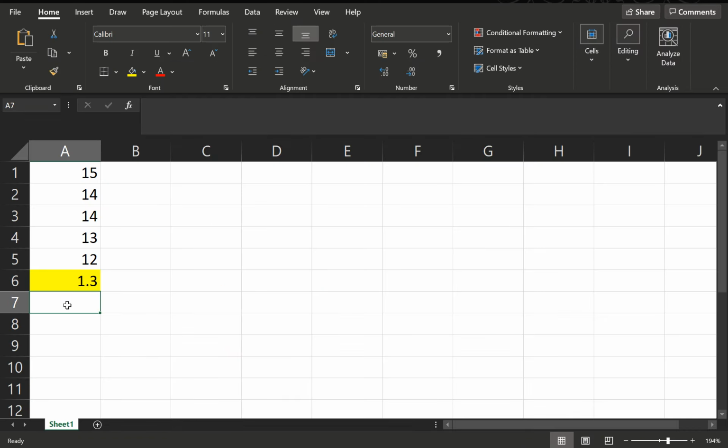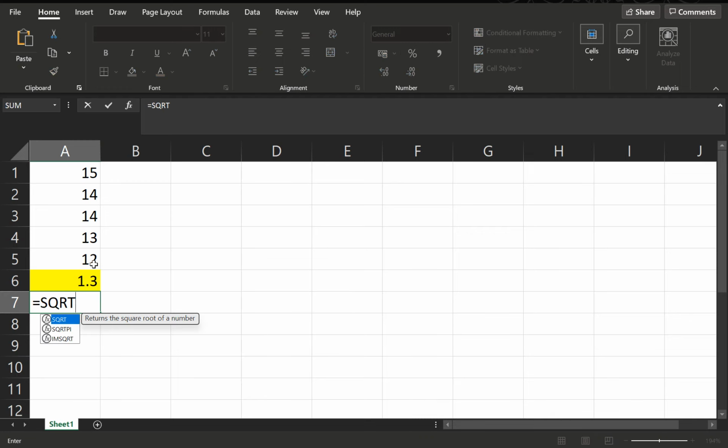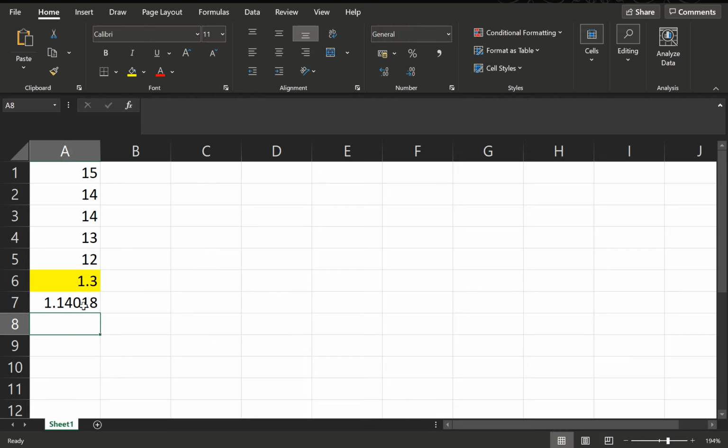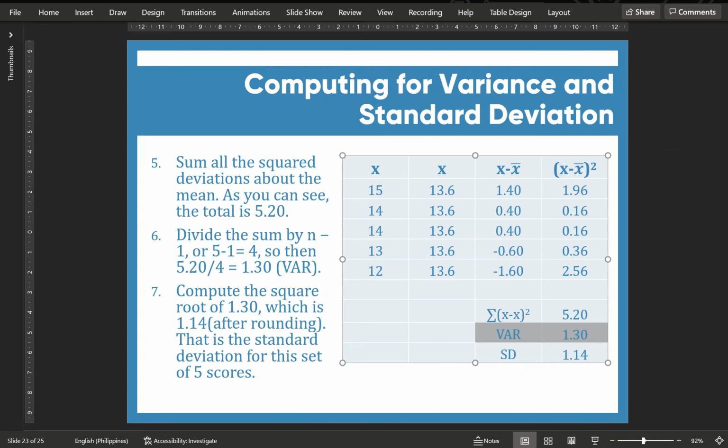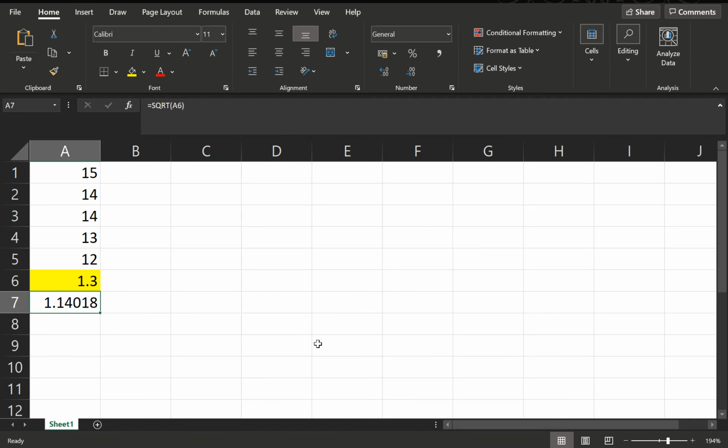Okay. Now, for the standard deviation, you can take the square root of this if you want. So, equal sign, SQRT, and then this cell. And then, like, two decimals, okay, so square root like that. But if you want to round it, in order for you to get 1.14, so you got 1.14.